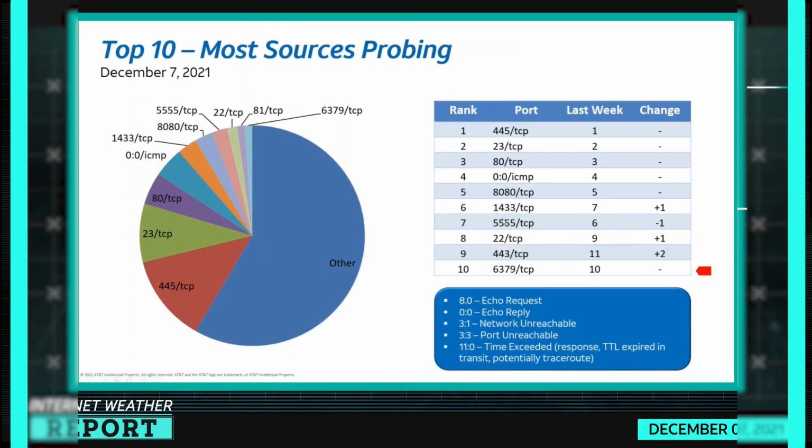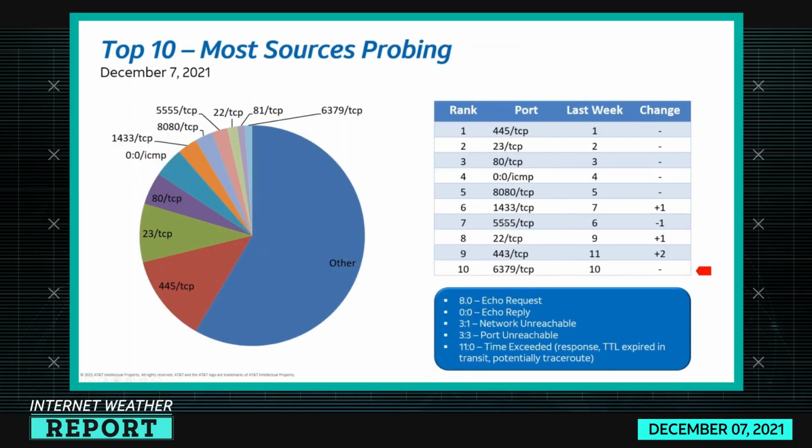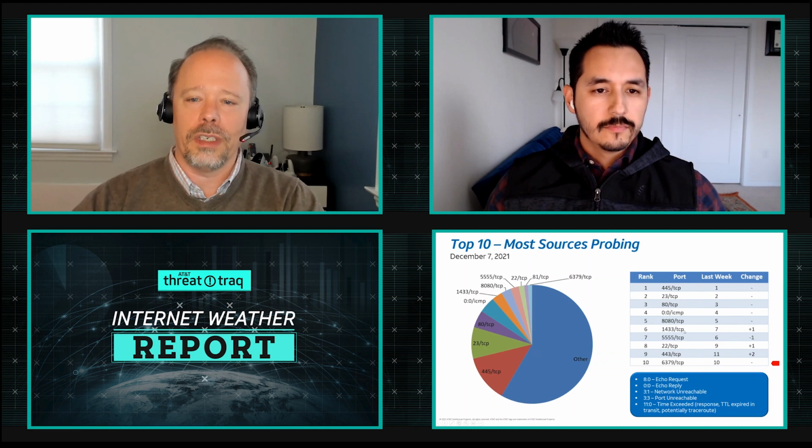In terms of most sources probing, we have a lot of similar characters that we see all the time as well. The Microsoft file sharing port, SMB, is up at 445 TCP. We see that a lot. Telnet at 23 TCP again. A couple of web ports, 80 and 8080. Microsoft SQL Server, 1433 TCP.